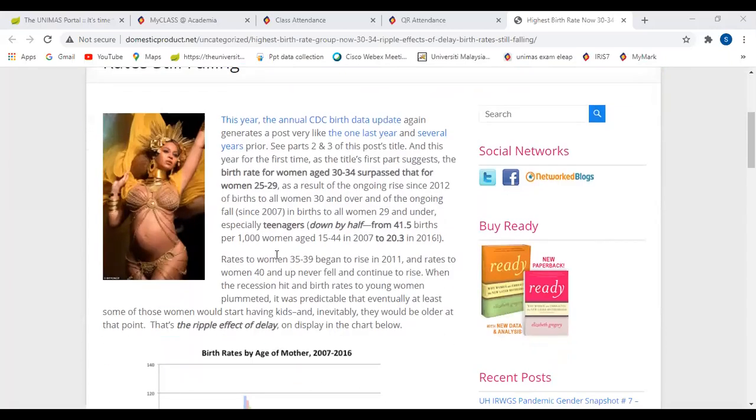So the rates for women 35 to 39 began to rise in 2011. Normally it goes down, but it increased. And the rates for women 40 and up never fell and continue to rise. So when the recession hit and birth rates to young women plummeted, it was predictable that eventually at least some of those women would start having kids, and inevitably they would be older at that point.